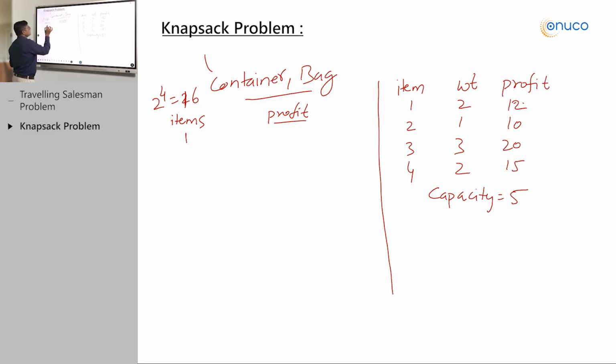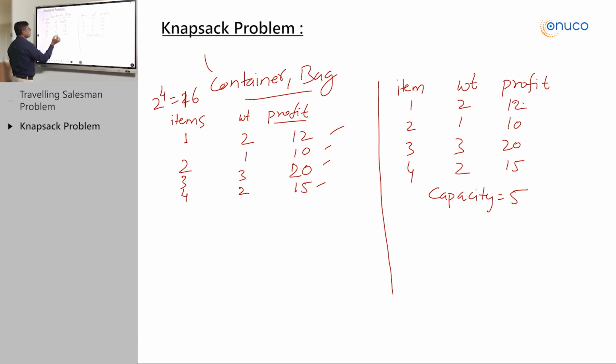If you select only the first item, what is the profit of the first item? The weight is 2 and profit is 12. If you select the second item, weight is 1, profit is 10. If you select only the third item, weight is 3, profit is 20. If you select the fourth item, weight is 2, profit is 15. So these can all be accommodated in the capacity, one item only.